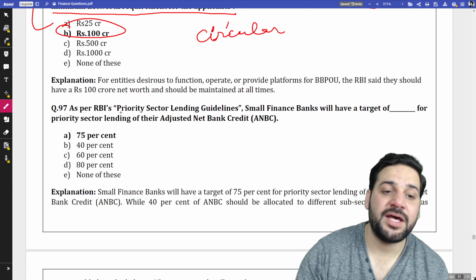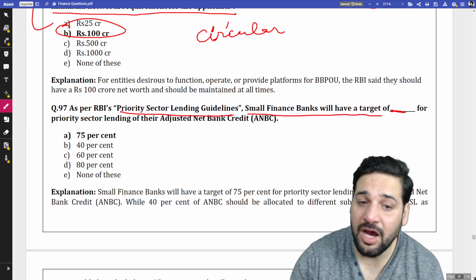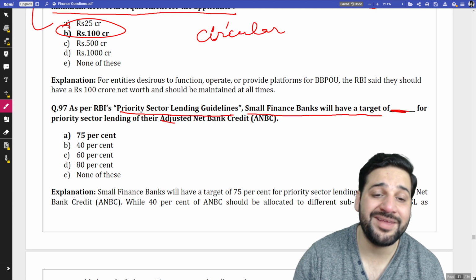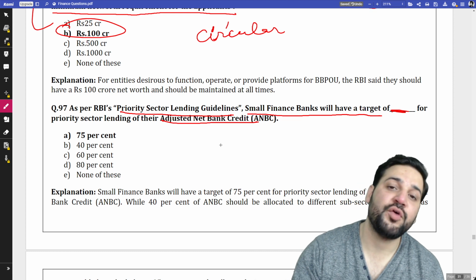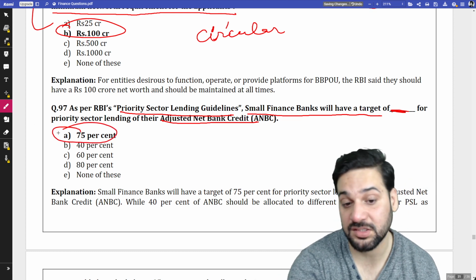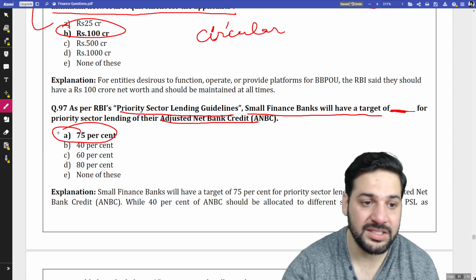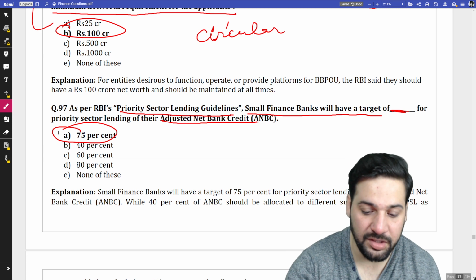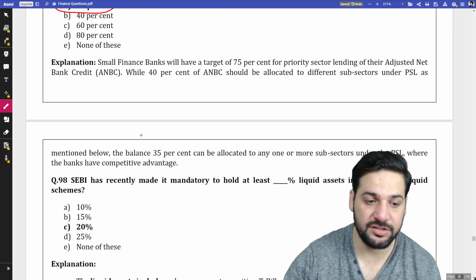So as per the priority sector guidelines, what target do small finance banks have for priority sector lending of their adjusted net bank credit? It is 40% for commercial banks and 75% for small finance banks. Okay.